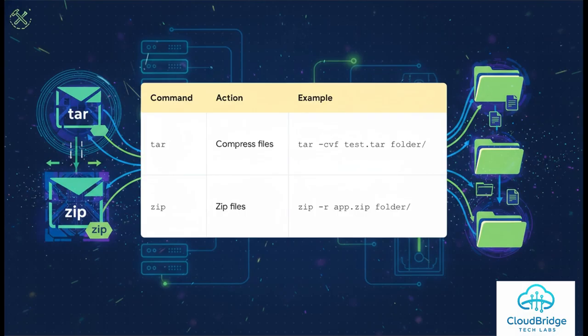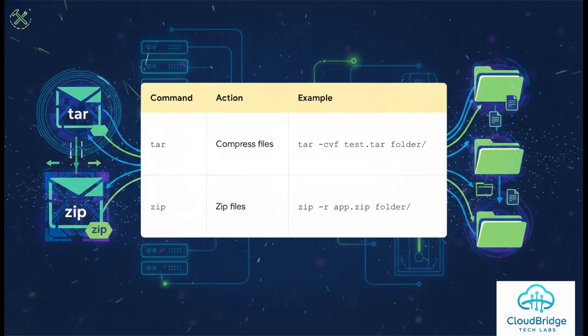Now, we briefly saw tar in our backup script earlier. Running tar -cvf test.tar on a folder will compress it, right? And if you swap out that c for an x, so tar -xvf, well, that extracts it. It's heavily used in the Linux world.